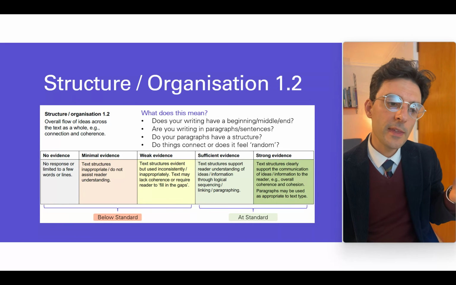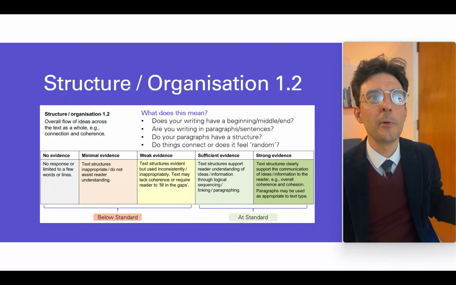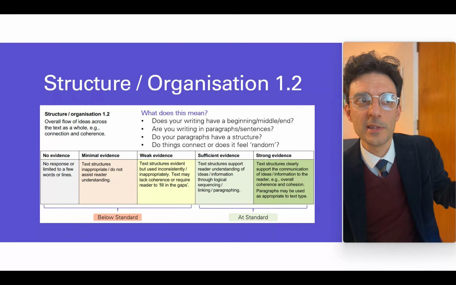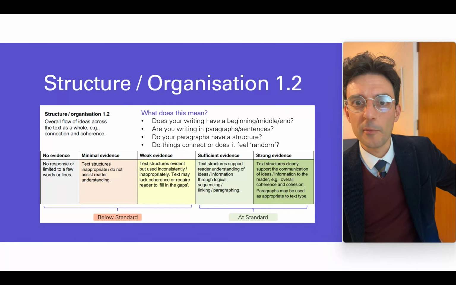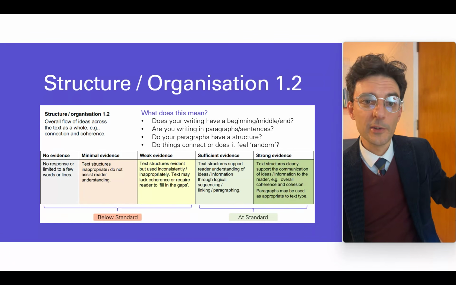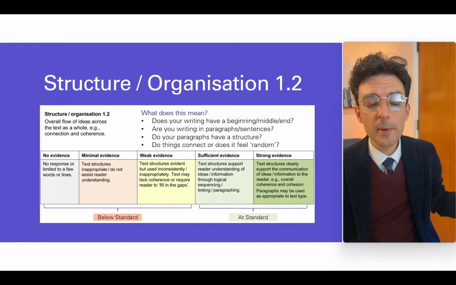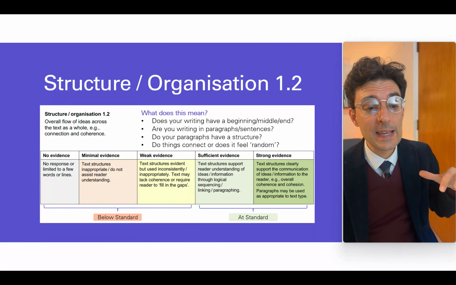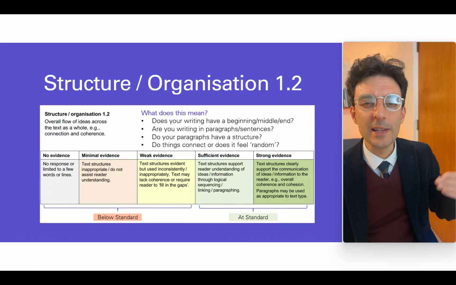In the below standard sections there, basically the structure you've used for the text type is inappropriate. In other words, if you're writing a letter, say, you haven't used the structure of a letter, which usually starts off with the address, to whom it may concern, I am writing to you because blah, blah, blah, yours sincerely. So are you using the appropriate text structure for the type of writing you're being asked to do? And in the weak evidence box, maybe you are, but it's inconsistent, or as a marker, I'm having to fill in some of the gaps because you're not really doing it for me.